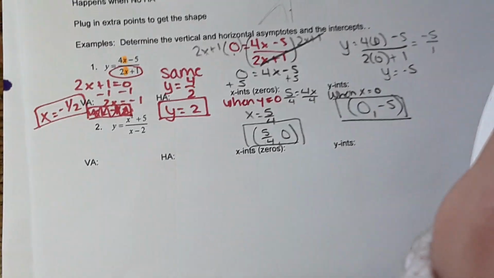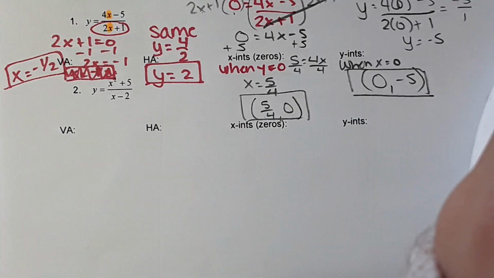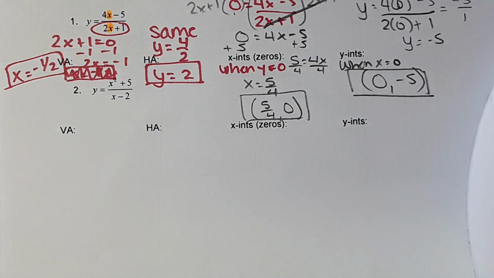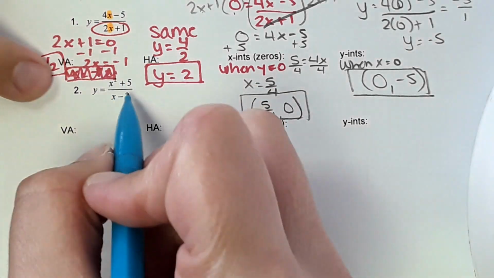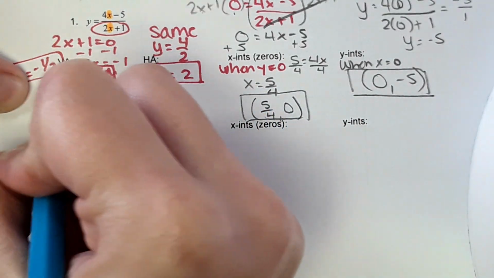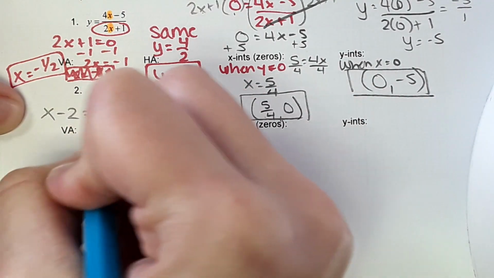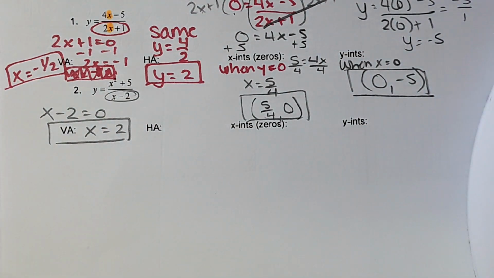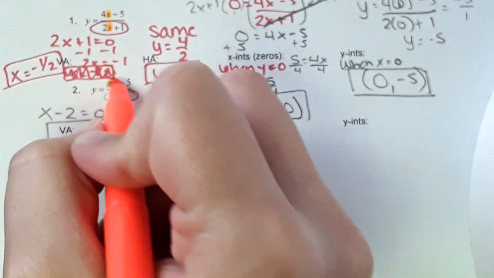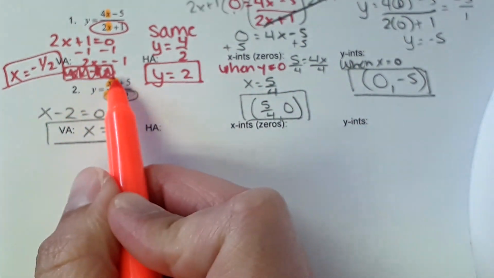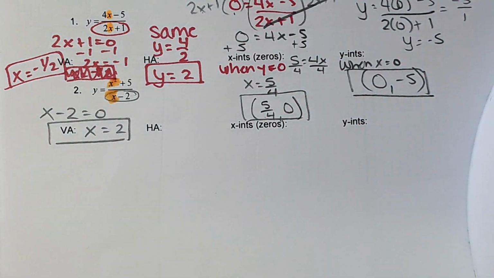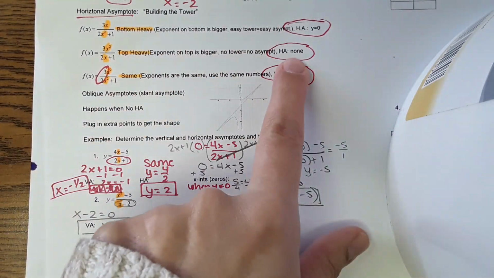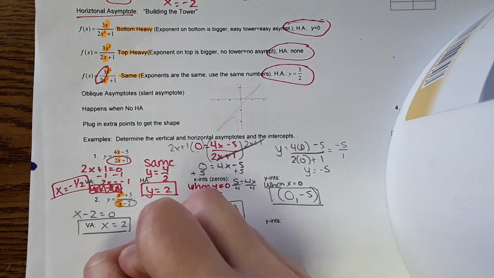Next one, now we just repeat the steps. So here's when it starts feeling like, oh, okay, I got this. The vertical asymptote is where you take the denominator and set it equal to 0. Then you get x equals 2. For the horizontal asymptote, you look at whether it's top heavy or bottom heavy. It's top heavy, so go up to your rules. For top heavy, there's no horizontal asymptote, so none.